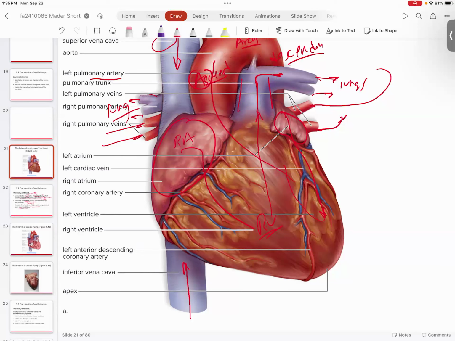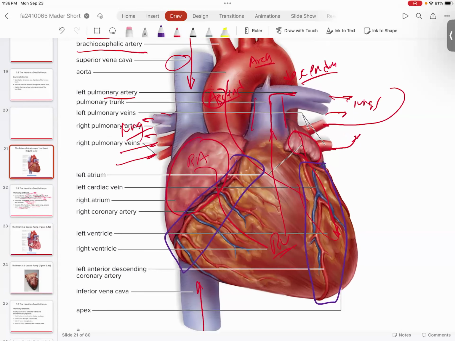So when you take a look at the heart, you can see these major blood vessel groupings here, and here. So these guys here are basically what's referred to as the coronary system. So for instance, your left coronary is right here.